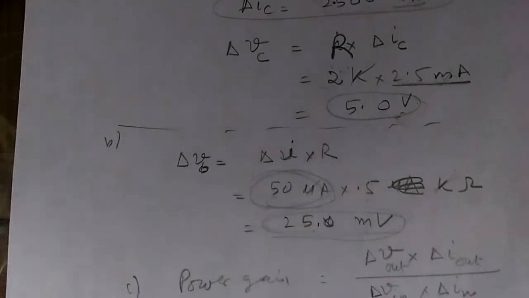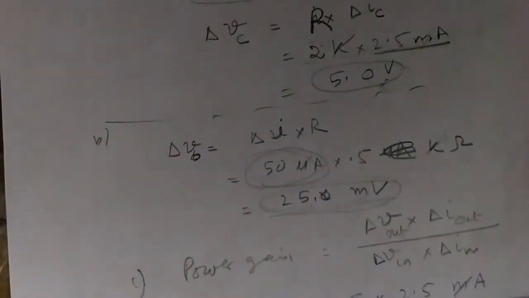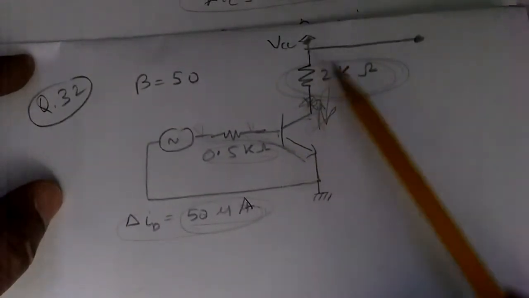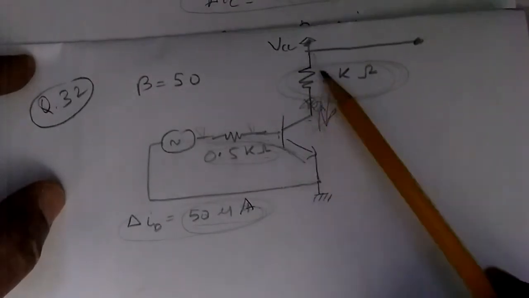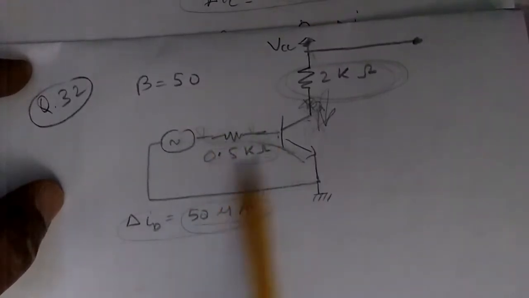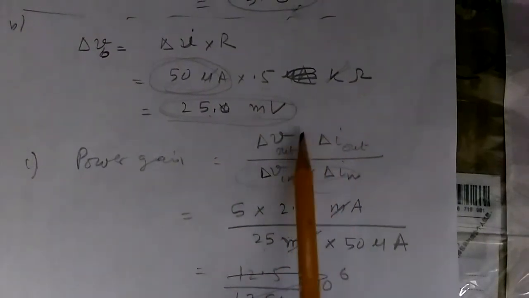And in the last part, part C, we are asked, what is the power gain? Look at this circuit: in this resistor there is some change in the current and there is some change in the voltage. Multiply these two changes and you get the power change. The same thing you do on the input side: there is a change in the voltage and a change in the current. Multiply these two and you get a change in the input power. So the power gain will be output power change divided by input power change. The output power change is delta V out multiplied by delta I out. Input power change will be delta V in multiplied by delta I in.